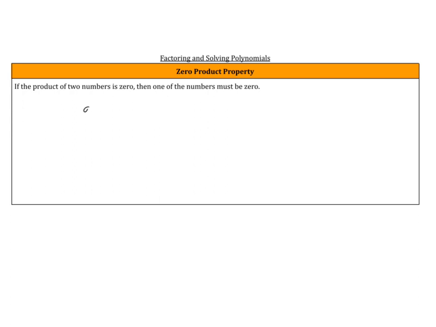Let's say we have two numbers, A and B, and if we were to take their product, in other words, if we were to multiply these two, and we find that the answer is 0, this means that either A is 0 or B is 0, right? Because when you multiply two numbers and it equals 0, one of them definitely has to be 0. So we're going to use this fact in helping us solve and factor these polynomials.